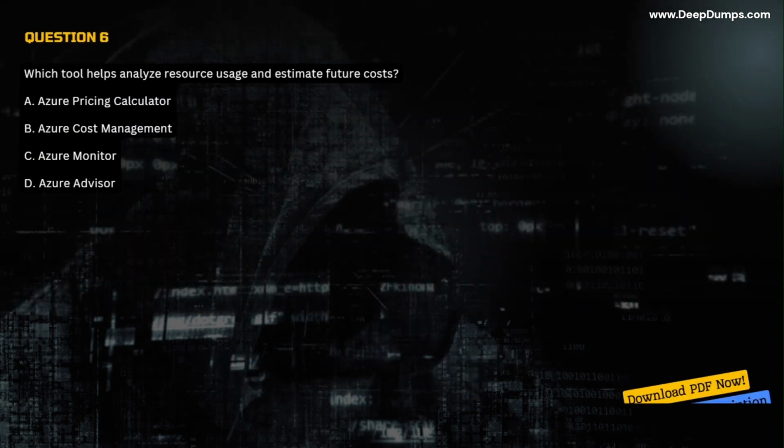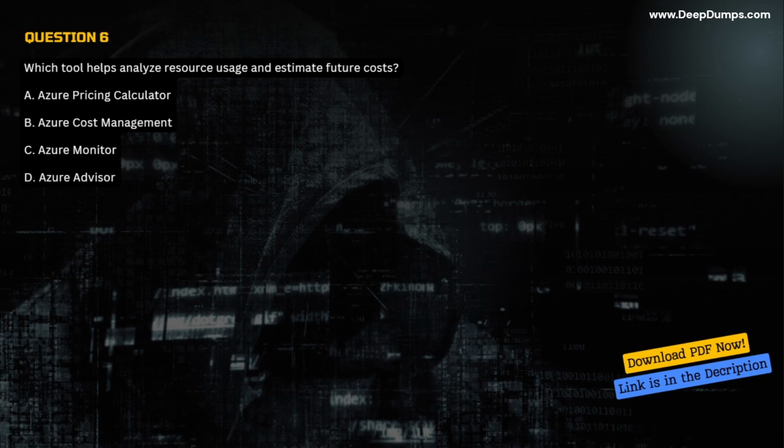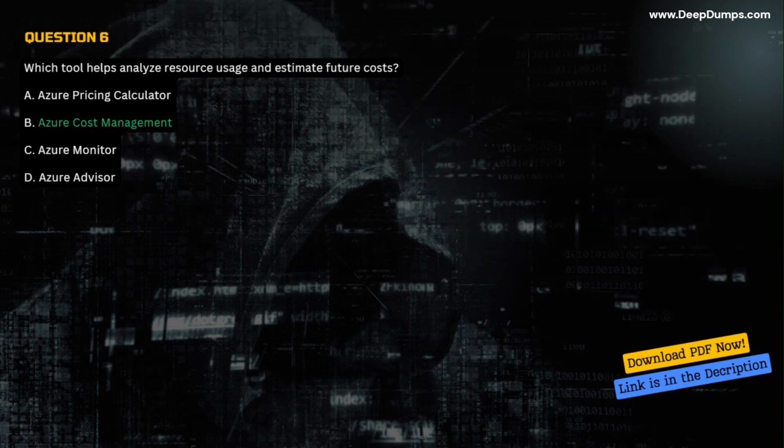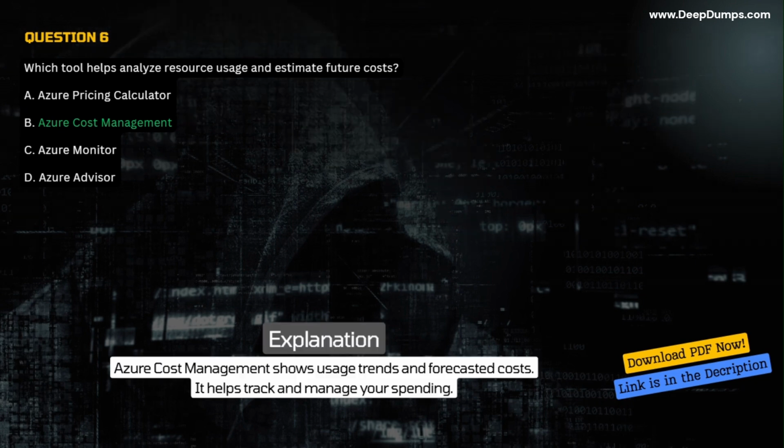Question 6. Which tool helps analyze resource usage and estimate future costs? A. Azure Pricing Calculator. B. Azure Cost Management. C. Azure Monitor. D. Azure Advisor. Correct answer B. Azure Cost Management. Explanation. Azure Cost Management shows usage trends and forecasted costs. It helps track and manage your spending.